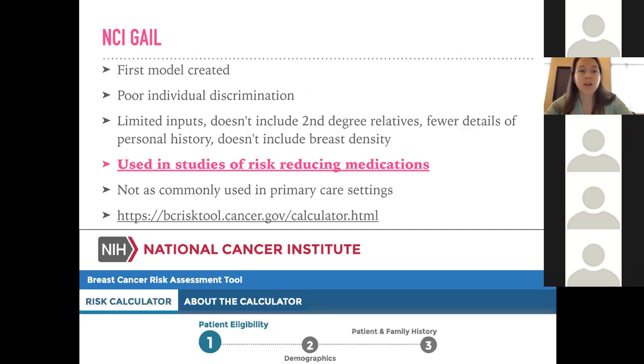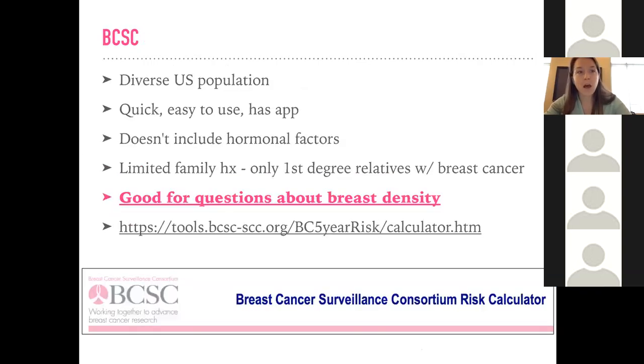But it's something that is used a lot when they were thinking about patients getting risk-reducing medications, so things like tamoxifen or aromatase inhibitors. And if patients are going to be started on those, this can be an important tool to think about. We'll talk about the BCSC briefly.